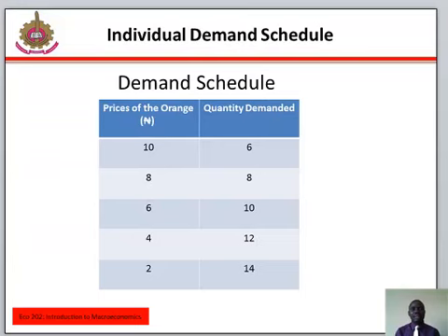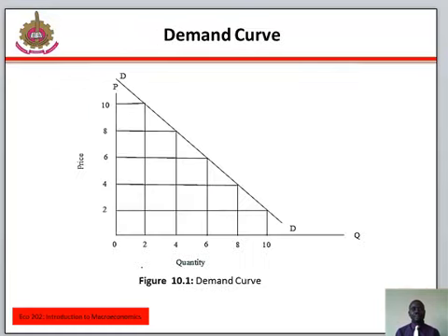Individual demand schedule. This is a typical example of an individual demand schedule. The case study on the slide shows the demand schedule of an individual customer for oranges. From the case study, when the price falls from 14 naira to 8 naira, the quantity demanded increases from 2 to 4. In the same way, as price falls, quantity demanded increases.